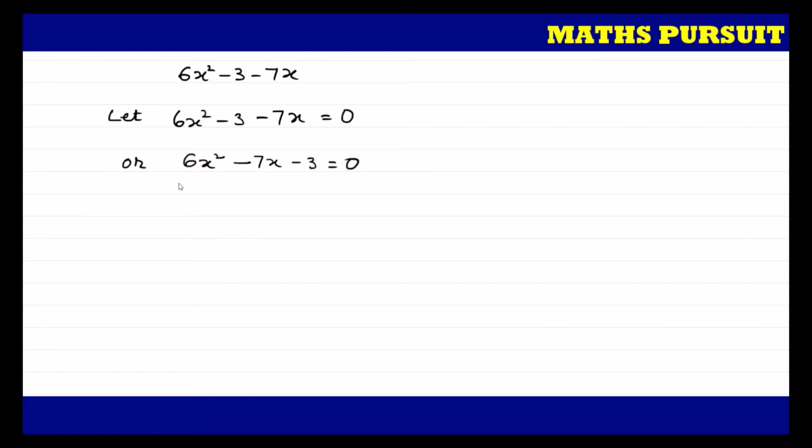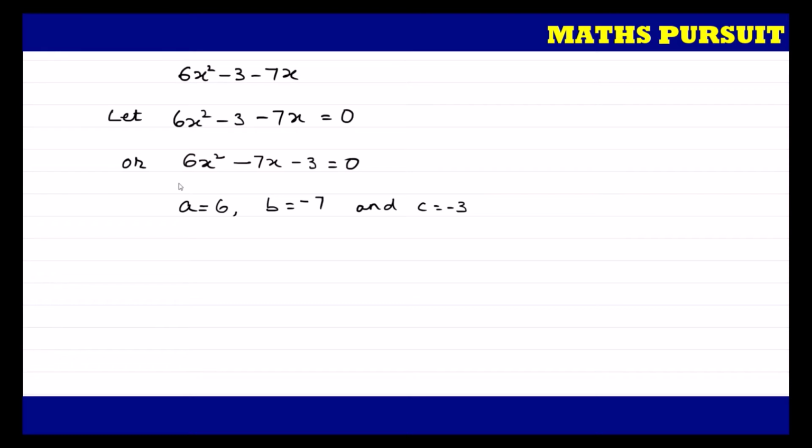Now after rearranging the equation, we need to solve this quadratic equation. We need to find two values for x. So how to do that? Here a is equal to 6, b is equal to minus 7 and c is equal to minus 3. Hope guys we very well know how to solve a quadratic equation, so I am not going to explain in more detail, but I am just touching base on the way we need to solve a quadratic equation.